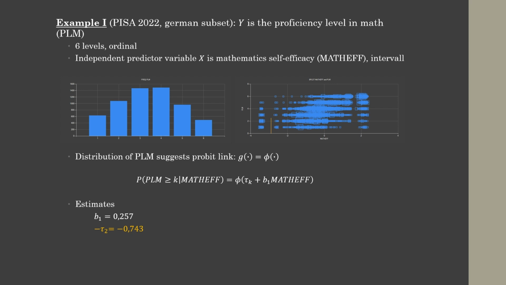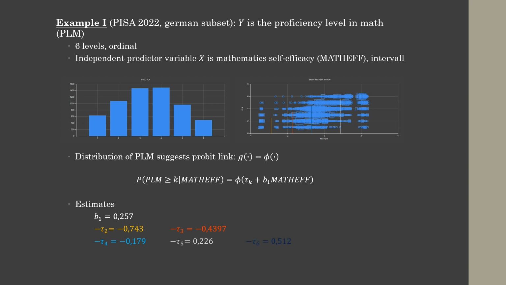Because there is only one independent variable in the model, we can calculate the math score that equals this cut point. We're doing so by dividing the respective cut point by b1. For cut point 2, this threshold is a math score of minus 2.89. And here are the estimates for the cut points and the respective math thresholds appearing in the plot.